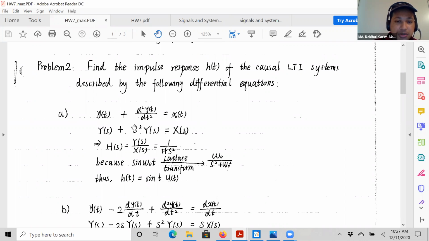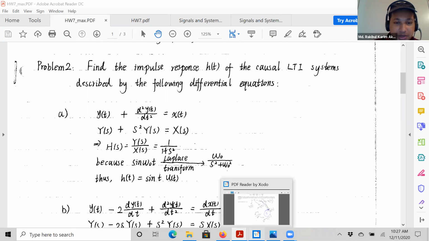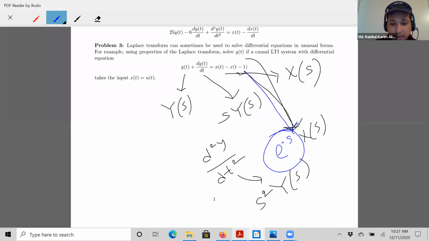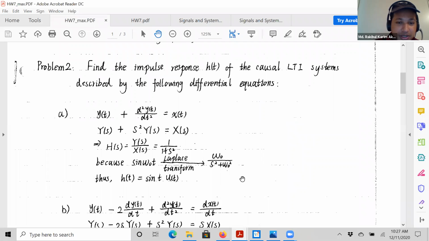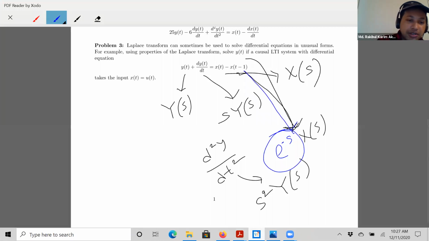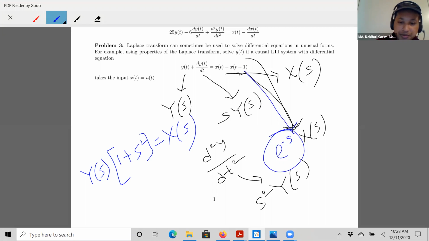Now what you have to do is write, you can easily find out what Y(s) is by X(s). If you are a little bit confused, I need to just show it on the equation, then we will figure out the other part. Y(s) is equal to s squared Y(s) plus X(s). So the next line will be Y(s) multiplied by 1 plus s squared, which is equal to X(s), right?